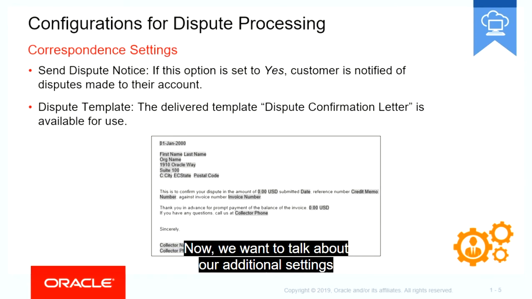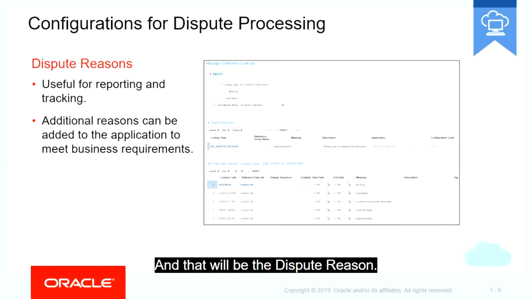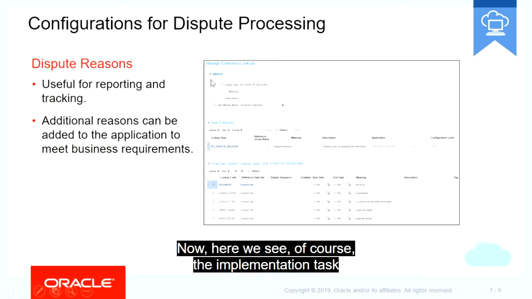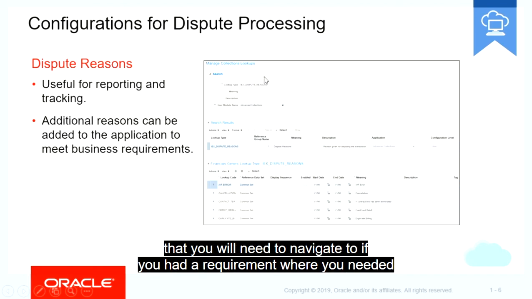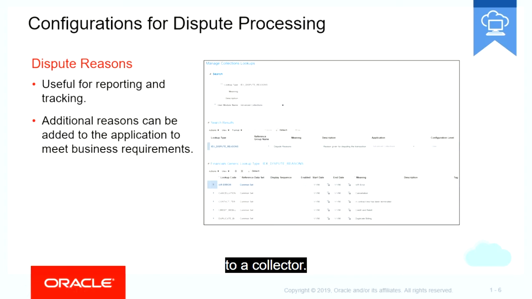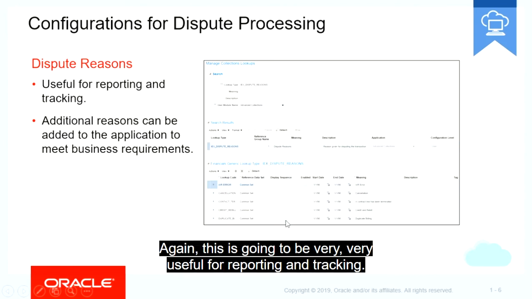Now we want to talk about additional settings here, additional configurations, and that will be the dispute reasons. So I'd like to fast forward to this slide. Now here we see, of course, the implementation task that you would need to navigate to if you had a requirement where you needed to add additional reasons so that they would be visible to a user, to a collector. So there are some predefined reasons there, but you can add to the list. Again, this is going to be very, very useful for reporting and tracking. And so let's go to the functional setup manager and take a look.